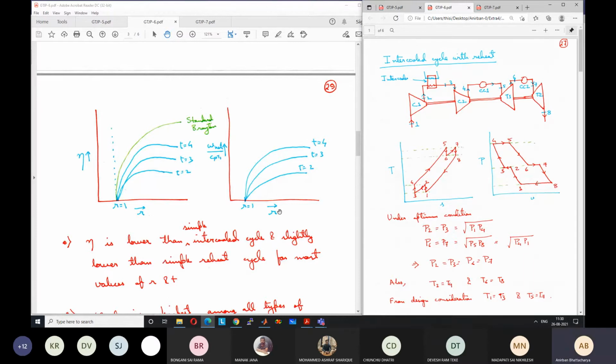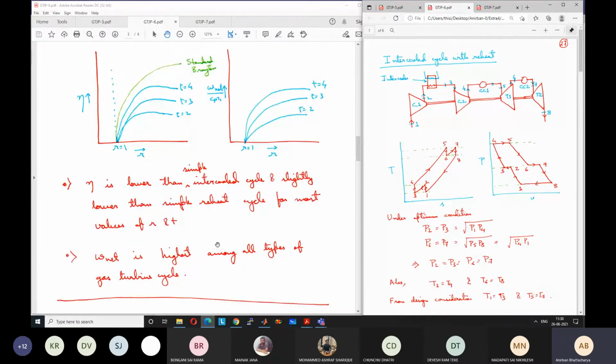What about work output? What do we expect? Work output increases with reheating. Work output also increases with intercooling. And because we have combined both of them, we expect the work output to be very high. So for this case, the work output is highest among all the gas turbine cycles. Till now, we have studied seven cycles. Among all of them, the work output is highest.